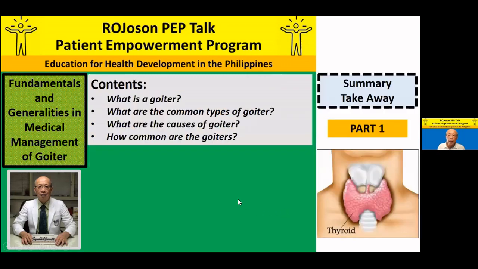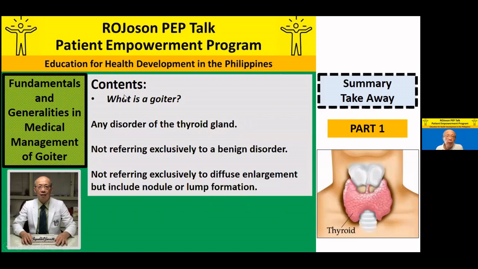So, summary and takeaway in this part one: What is goiter? What are the common types of goiter? What are the causes and how common? Let me repeat. Just define goiter as any disorder of the thyroid gland. It's not referring exclusively to a benign disorder. It can be malignant. And it's not referring exclusively to a diffuse enlargement. It can include a lump or a nodule formation.